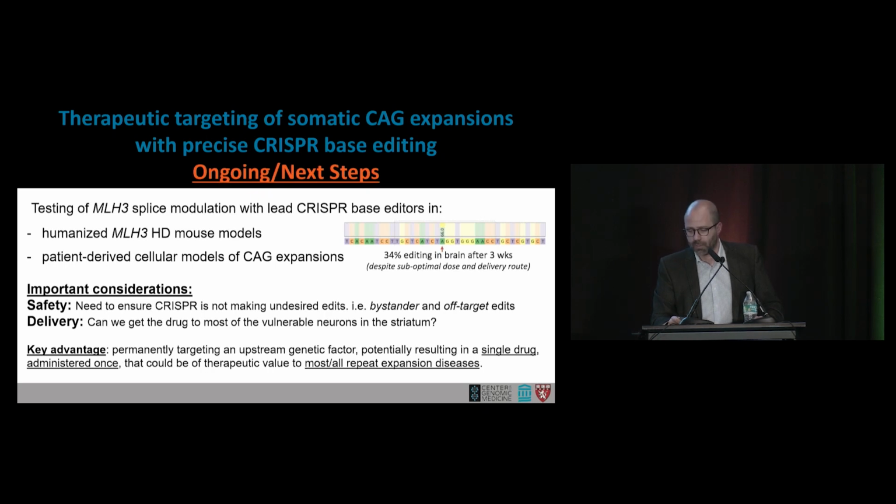The advantage of these strategies is that they're one-and-done therapeutics. You treat with this drug, and you make a permanent change in the DNA that's sustained throughout the life of the patient. And another thing that Vanessa touched on: with this strategy, we're targeting an upstream mechanism that is common between different repeat expansion diseases. So we might be developing a therapeutic strategy that will have multiple applications.